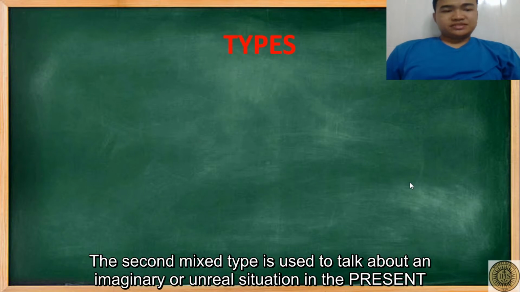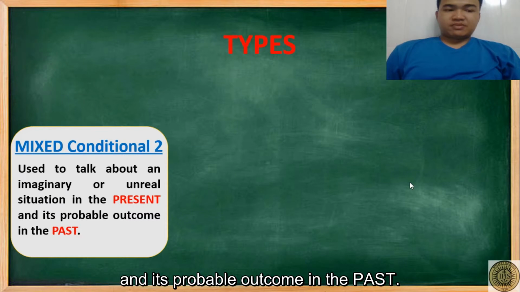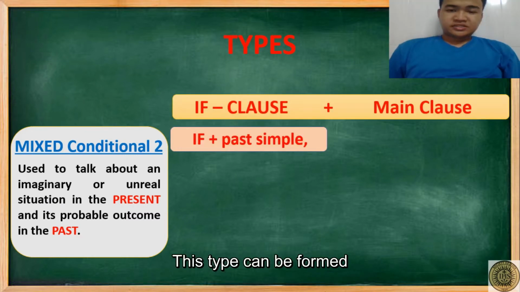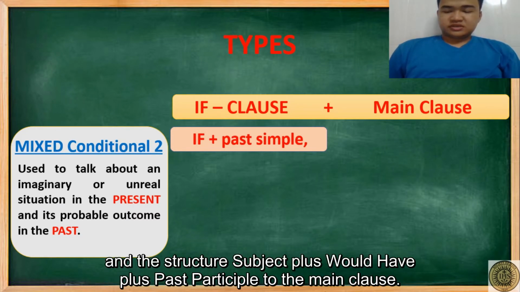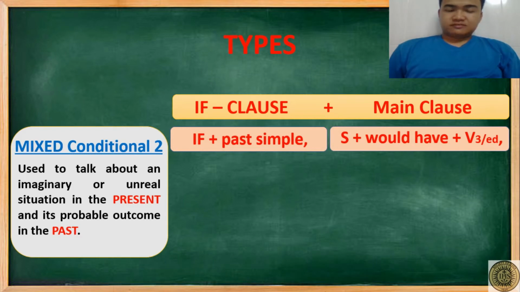The second mixed type is used to talk about an imaginary or unreal situation in the present and its probable outcome in the past. This type can be formed by applying past simple tense to the if clause and the structure subject plus would have plus past participle to the main clause.